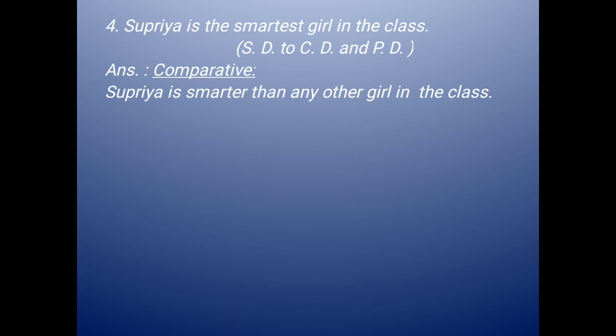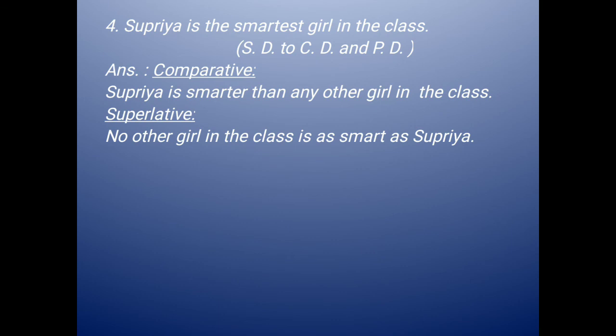Okay. And now we need to convert it into positive. So we need to start with which word? No other. Okay. And we need to start with the second object. Right? Any other के बाद जो आपको दिख रहा है that is called as second object. I hope ये आपको समझ में आ गया होगा. So we need to start with no other, and then after we need to start with the girl in the class. Okay, so let's see. So no other girl in the class is, as per the object we need to use the to be form, that is. Okay, as smart as Supriya. Right, this is very simple kind of the answer.